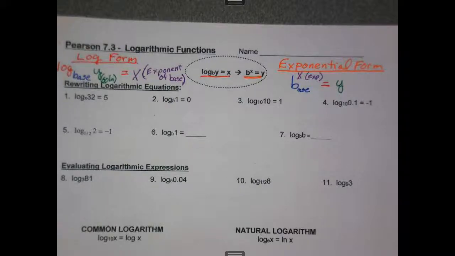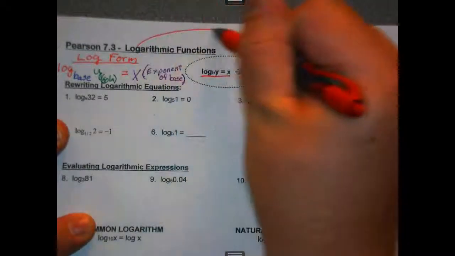Just like addition undoes subtraction, multiplication undoes division. Guess what logarithms do? It undoes exponents. Okay.